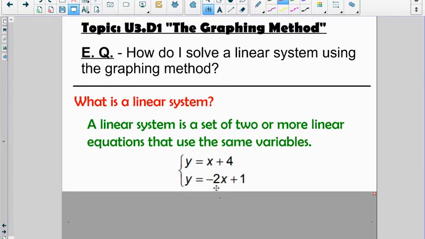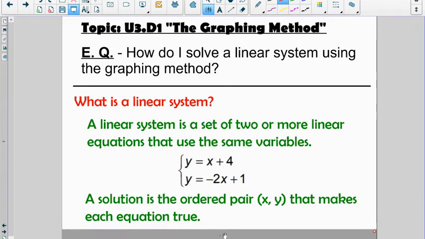The unknown y value in the first equation would have to be the exact same y value in the second equation. So if we were to think of a number, an x value, when we add 4, it gives us a y value, we'd want to find the same x value that when we multiply it by -2 and add 1, it gives us the same y value as we got in the first equation. If we can find that x and y, that's the solution to the system of equations. So a solution is that ordered pair, that x and y value that makes each equation true.